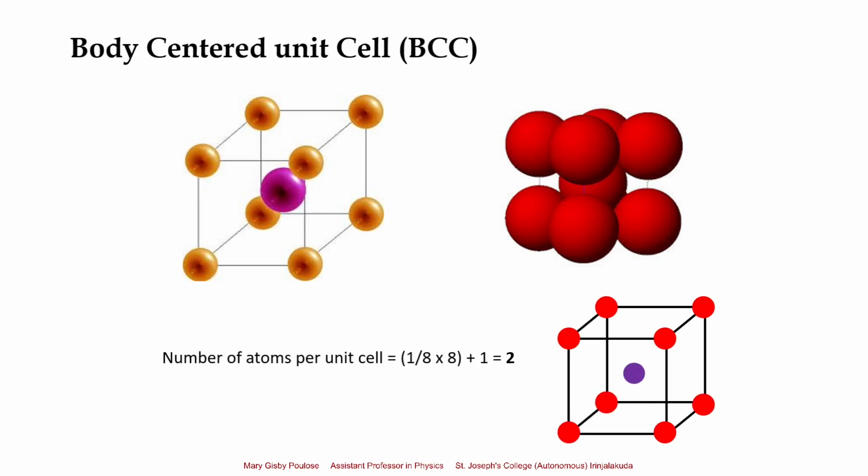Now, the effective number of atoms per unit cell is the atoms at 8 corners contributing 1/8 of its fraction to it, plus the body-centered atom that is contributing wholly into that unit cell. So, the number of atoms per unit cell is 2.